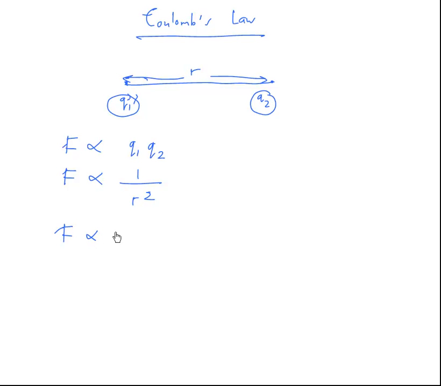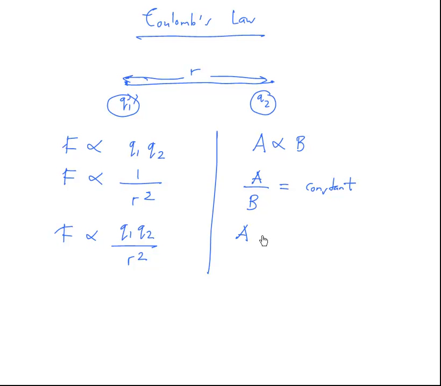These two together give us F is proportional to Q1 Q2 by R square. Now, from math we know that whenever some quantity A is directly proportional to some quantity B, it simply means that the ratio A by B, or for that matter B by A, is some constant. Or in other words, the quantity A is this constant multiplied by quantity B. Applying the same thing out here will tell us that the force is some constant into Q1 Q2 by R square. What is this constant?